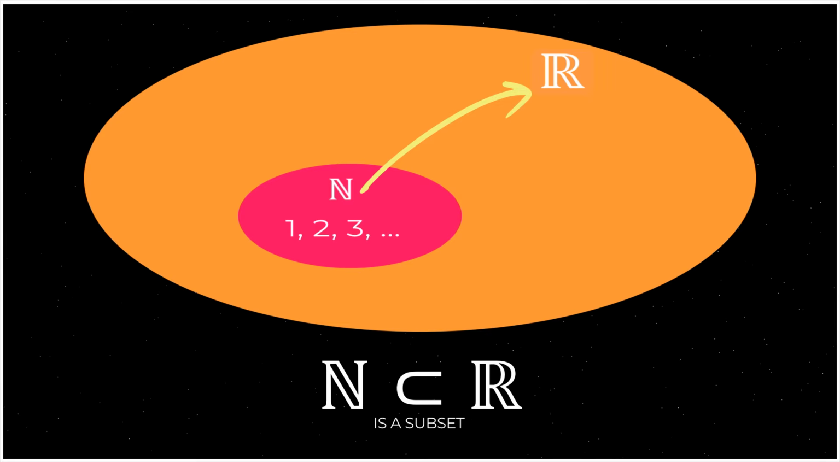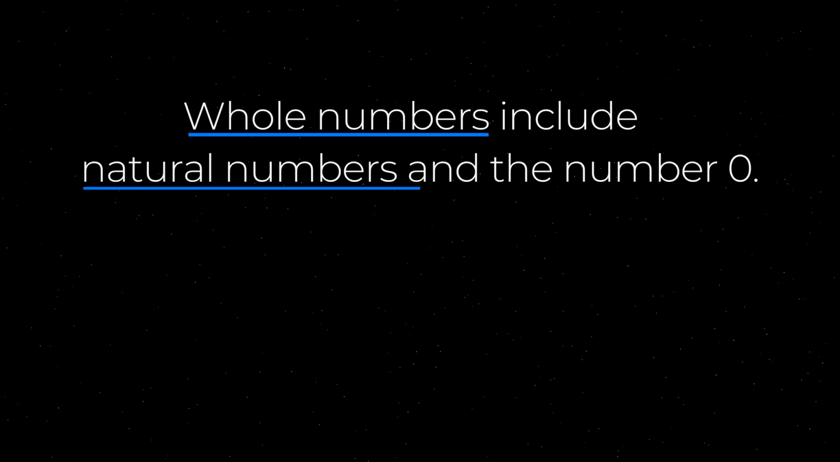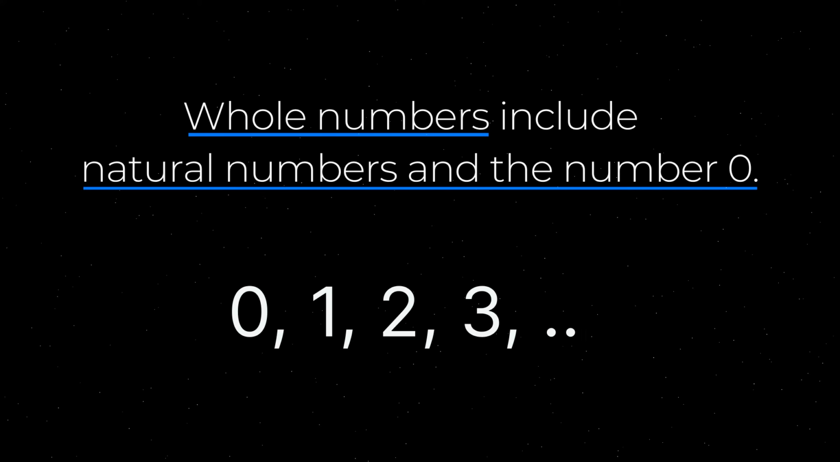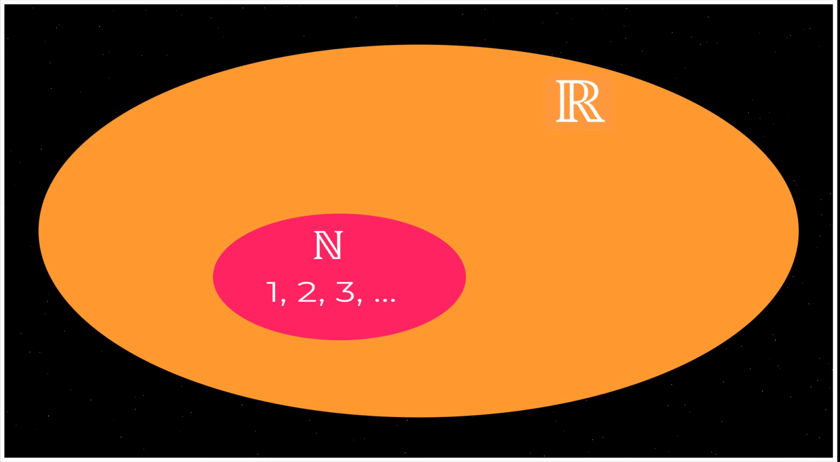Okay, let's now talk about whole numbers. Whole numbers include natural numbers and the number 0. For example, 0, 1, 2, 3, and so on. We can represent the set of whole numbers with the mathematical symbol shown here, a double-struck W. Let's now represent the set of whole numbers on the Venn diagram we created earlier.